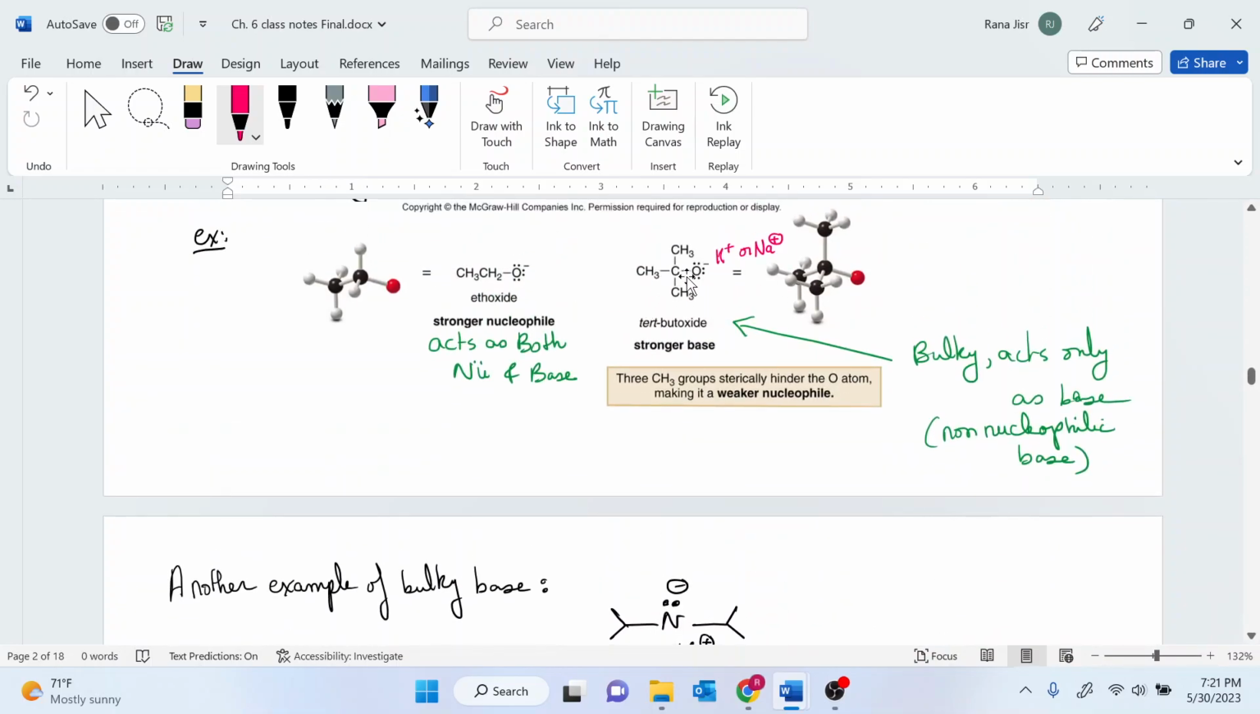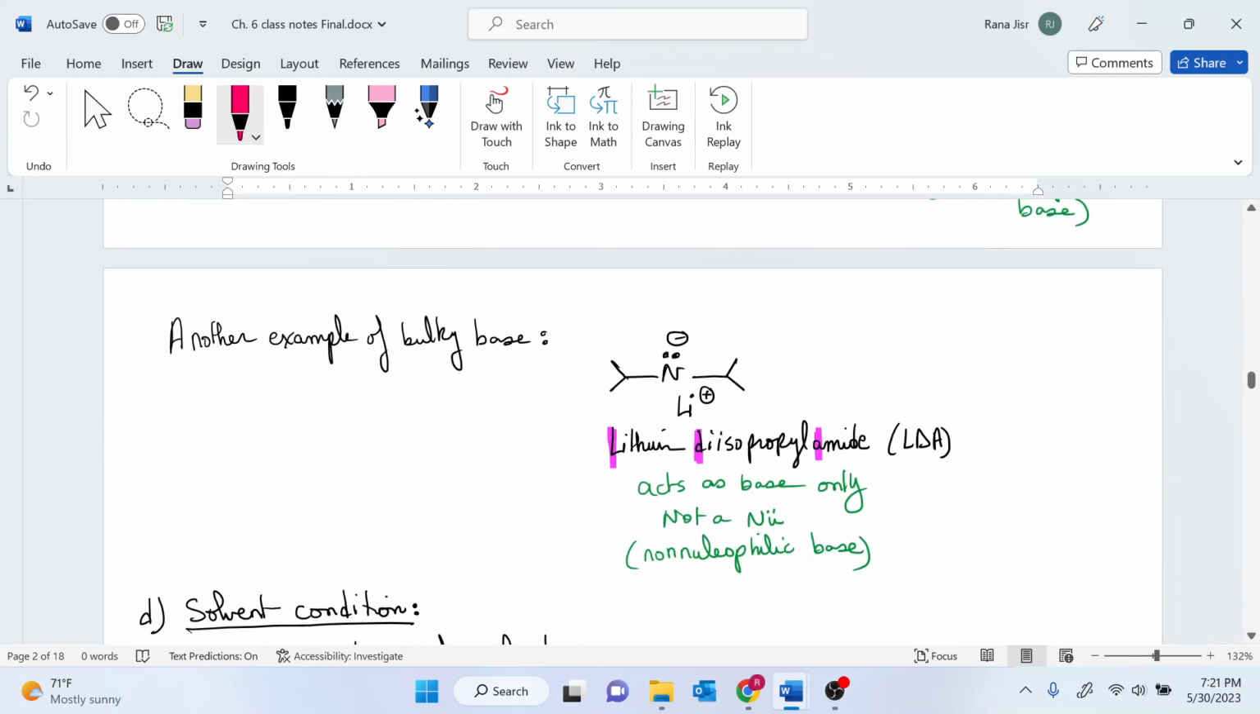Another example of a bulky base besides potassium tertiary butoxide that we will work with throughout this course is lithium diisopropylamide. We abbreviate it as LDA. LDA is just a base, and bases take acidic hydrogens.